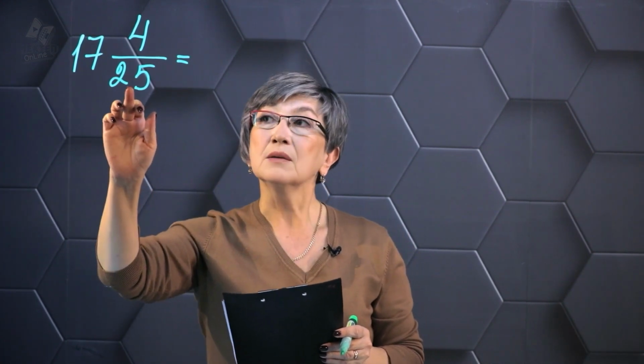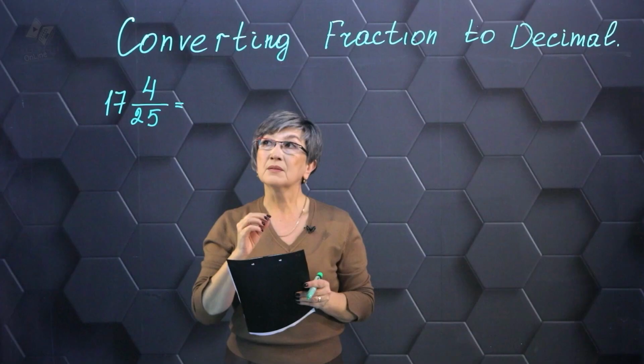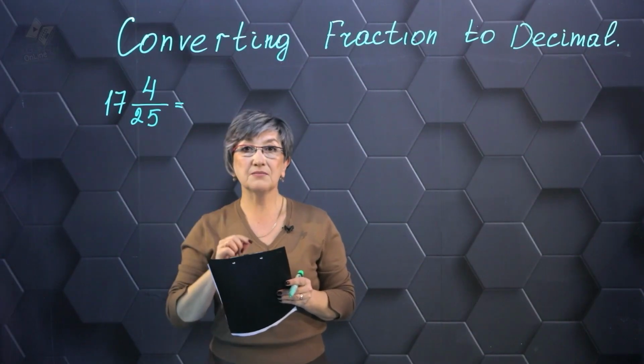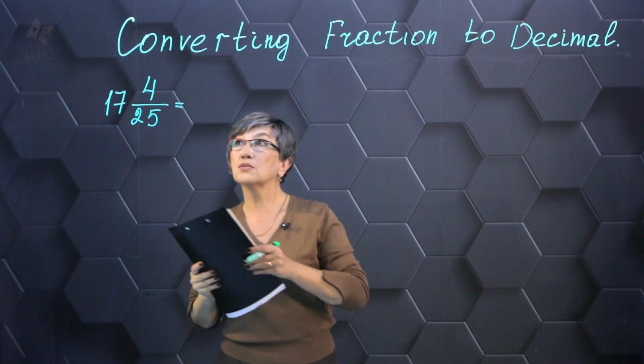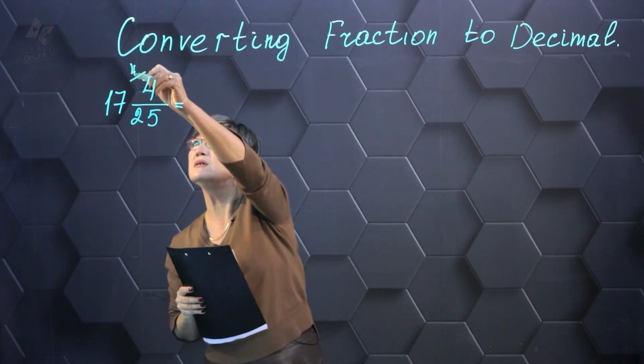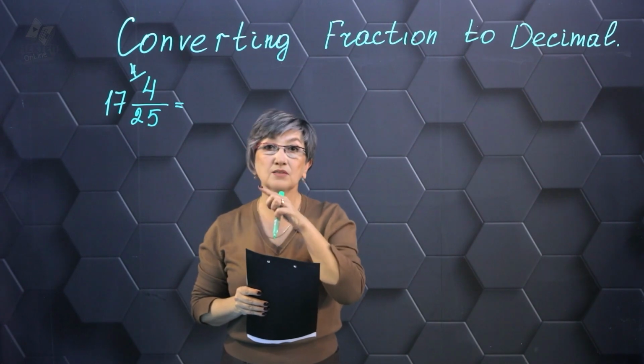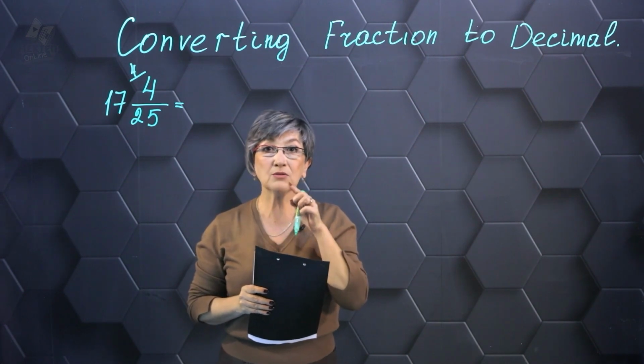Let's remember how to do this. The denominator must be 100, 1,000, 10,000, and so on. Take the number 100 and see if we can divide 100 by 25 without a remainder. 100 divided by 25, that would be 4. So I can bring this mixed fraction to a denominator of 100.